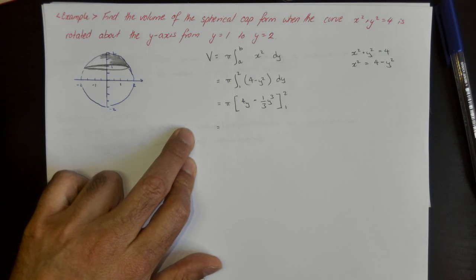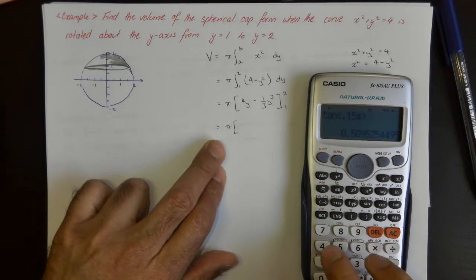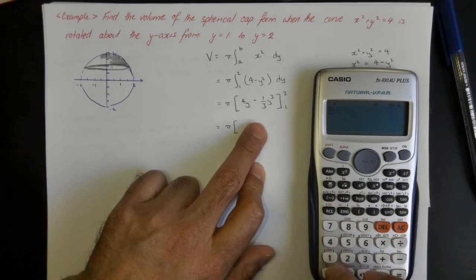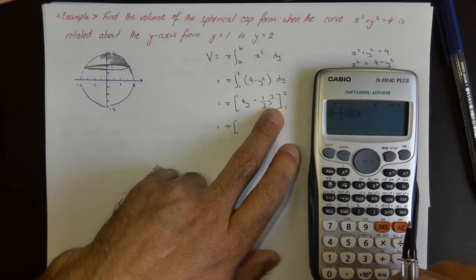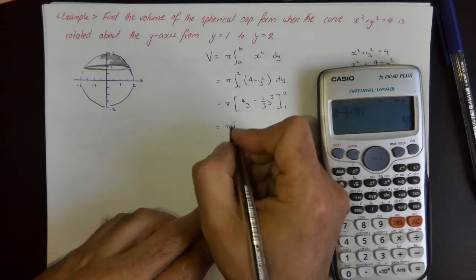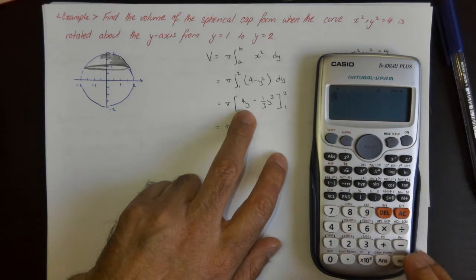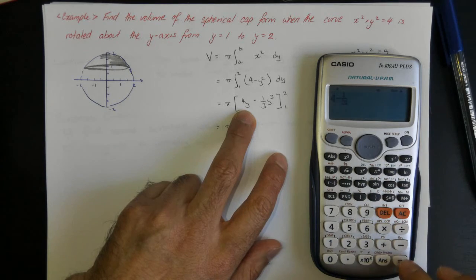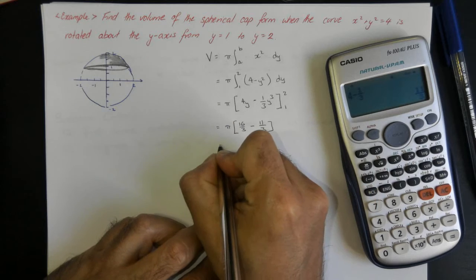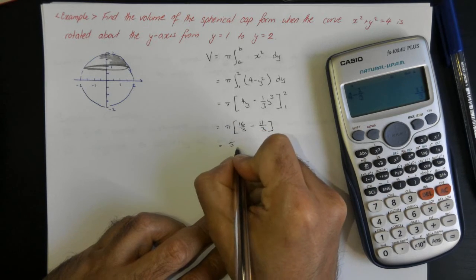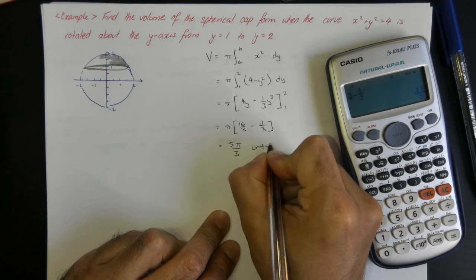Okay, so we get 8 minus a third of 8, because 2 cubed is 8, so we get 16 on 3, minus 4 minus a third. So we get 5 pi on 3 units cubed.